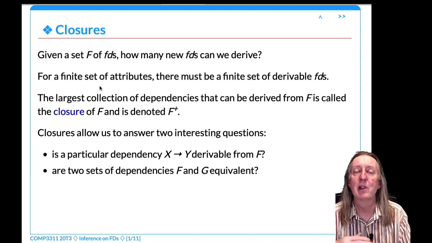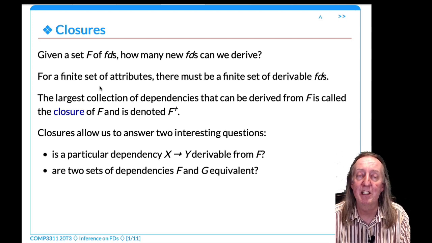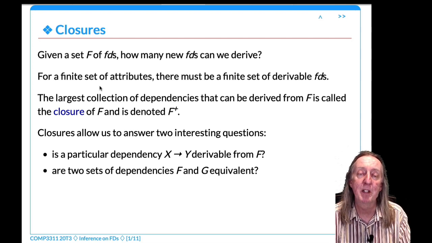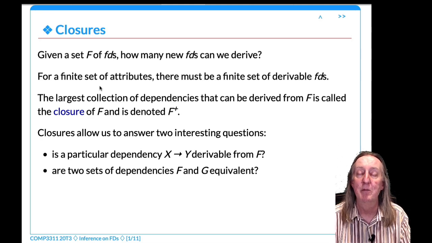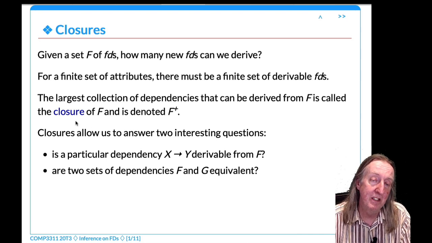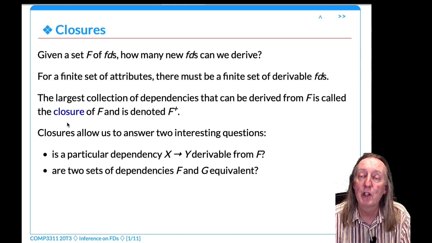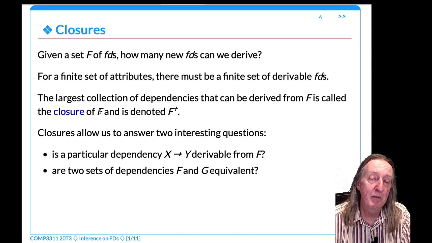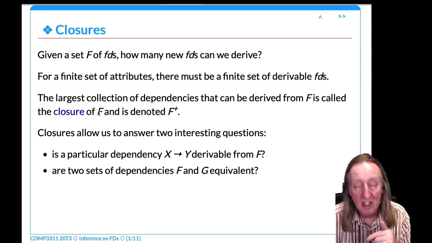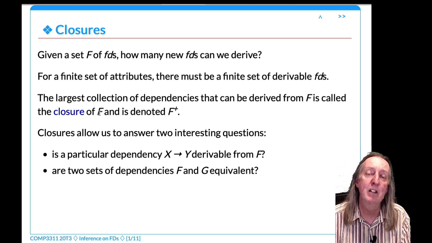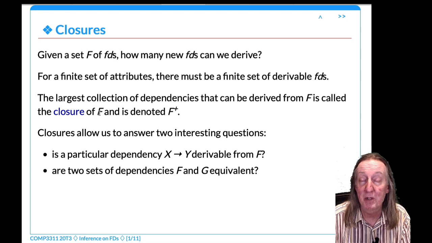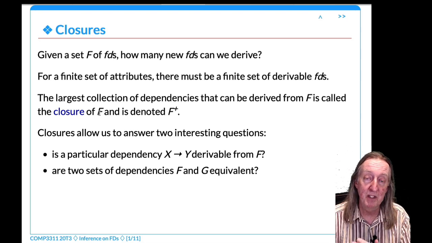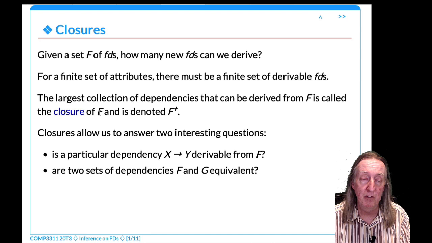If we keep applying the rules and we keep generating new FDs, eventually we're going to reach a point where it doesn't matter what rules we apply, we're not going to generate anything new. And that is generally called a closure. So we start from a set of functional dependencies, we derive, and eventually, doesn't matter how many more derivations we try to apply, we end up with the same set of functional dependencies.